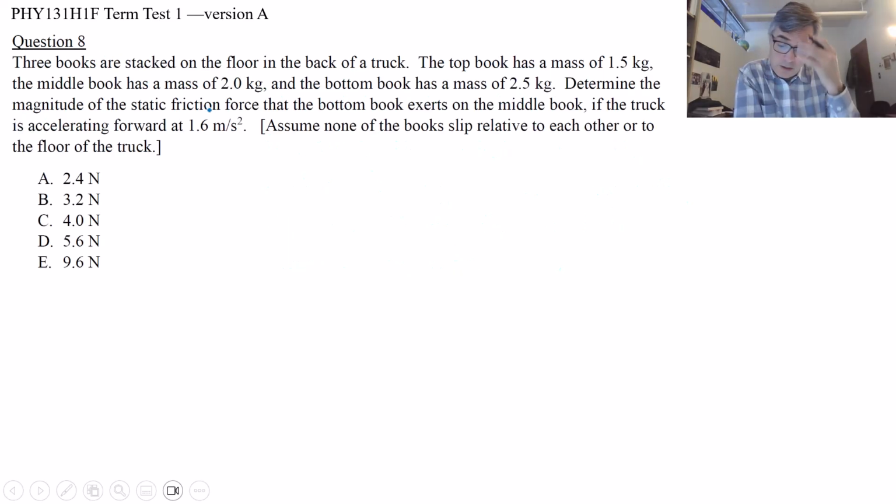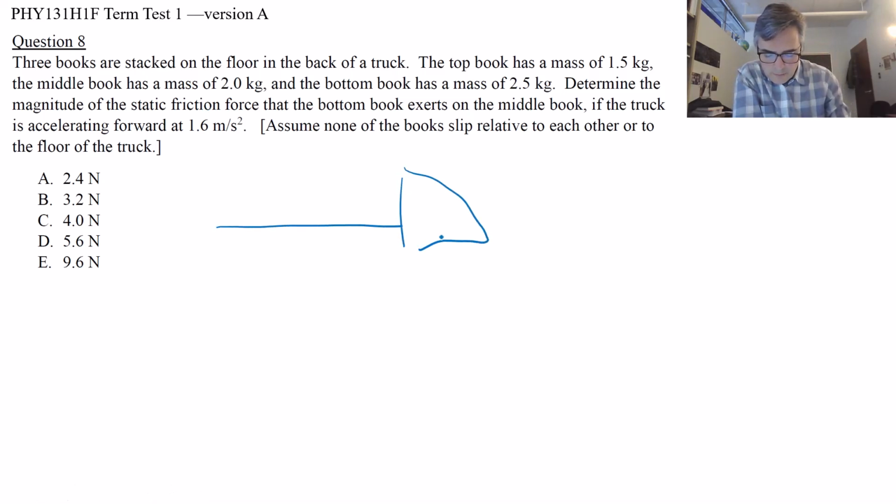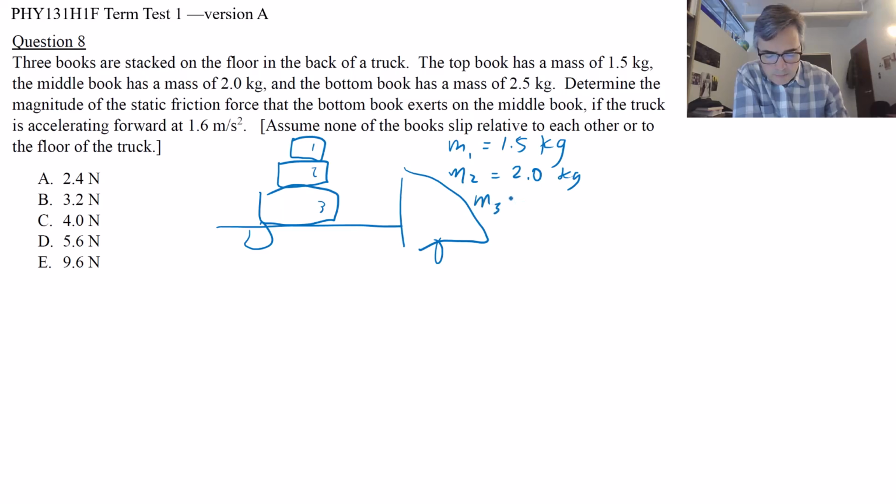Three books are stacked on the floor in the back of a truck. So here's the truck, and there's the books. The top book has a mass of 1.5 kilograms. We'll call them 1, 2, and 3. The middle book has a mass of 2.0 kilograms, and the bottom book has a mass of 2.5 kilograms.